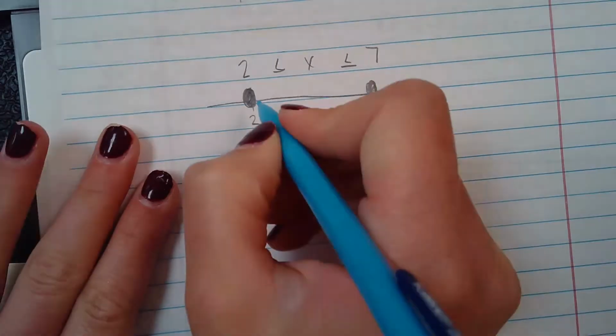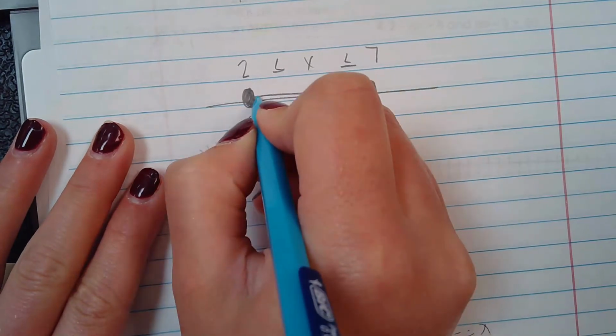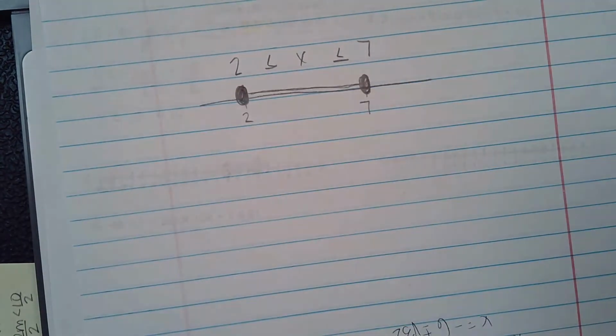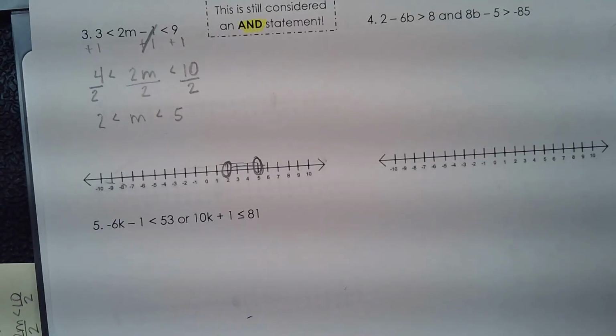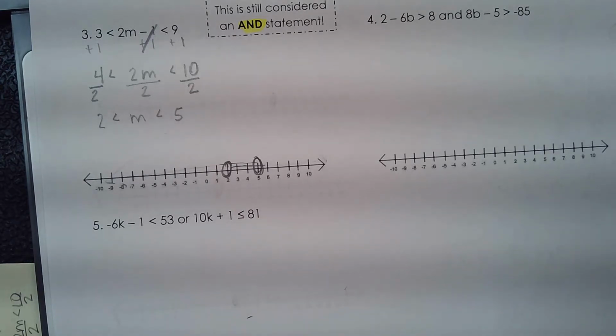In between. Y'all, that's all I need you to get from this. If you have something that looks like that, shade in between those numbers. That's all. Yes? No? Maybe? Questions? Okay. So I want you to try 4 and 5 on your own. Can we do that? Yeah? Okay. So try those two, then we'll go over them in a minute or 2.